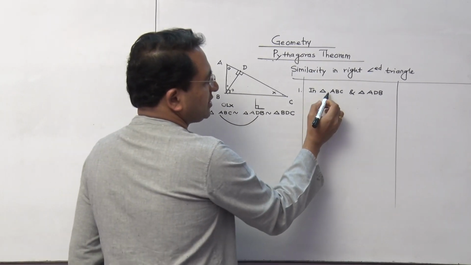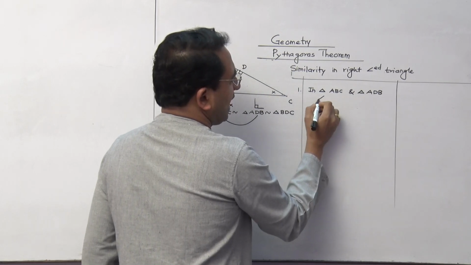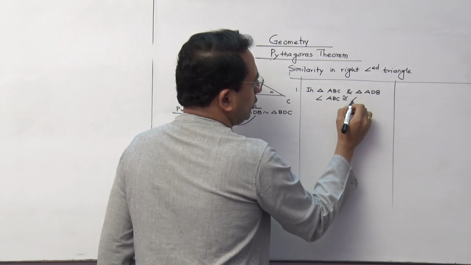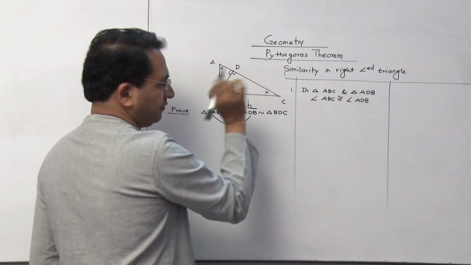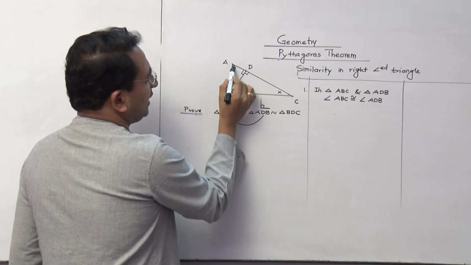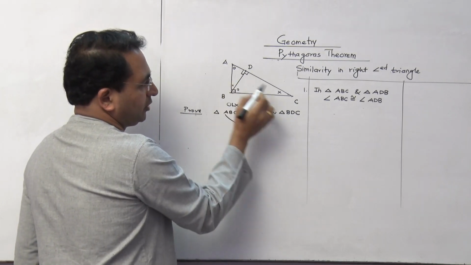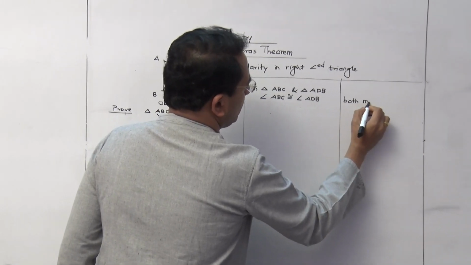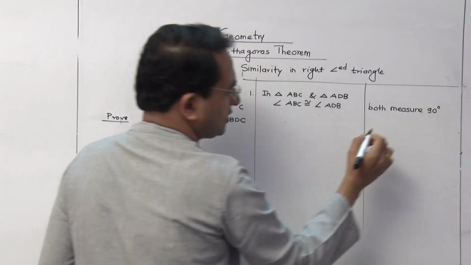Now what you have to do is, we have to forget about this triangle symbol and write angle. Angle ABC is congruent to angle ADB or not. Now you see the figure. ABC is 90 degrees and ADB is also 90 degrees, so we have to write both measure 90 degrees.